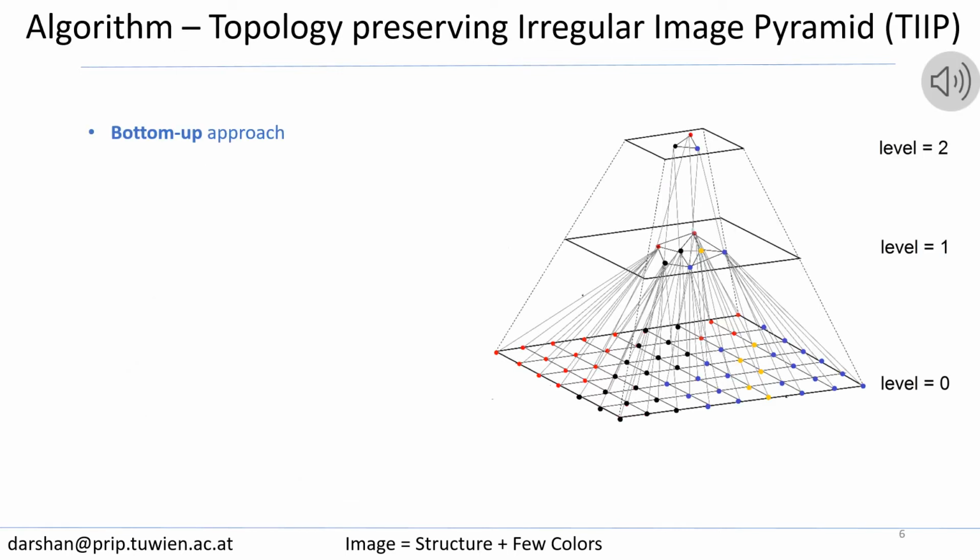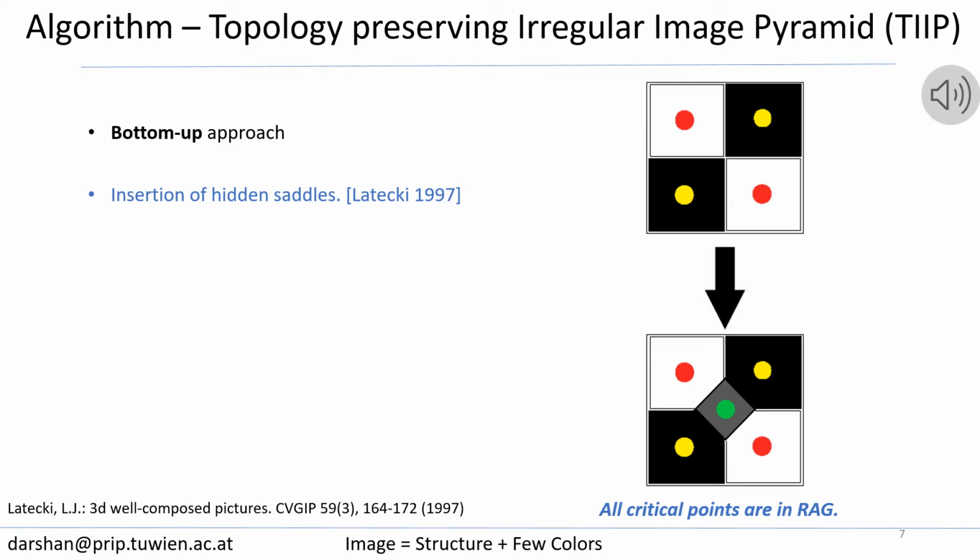Let us move ahead in understanding the algorithm. The algorithm is named Topology Preserving Irregular Image Pyramid, in short TIIP. It is a bottom-up approach as shown in the image. The second step is to insert the hidden saddles.